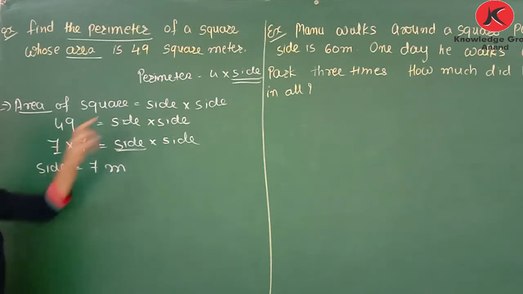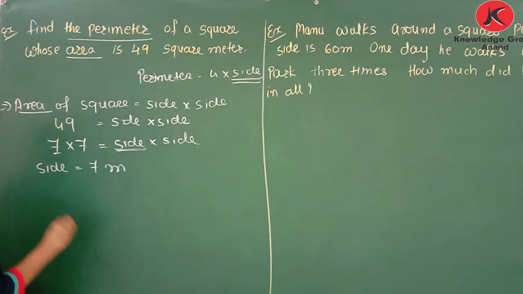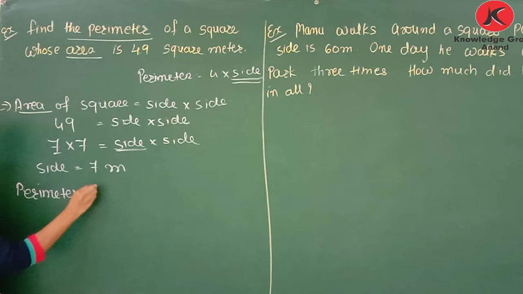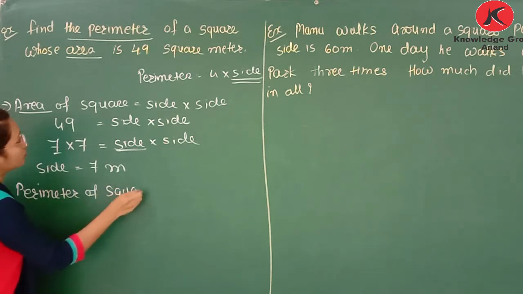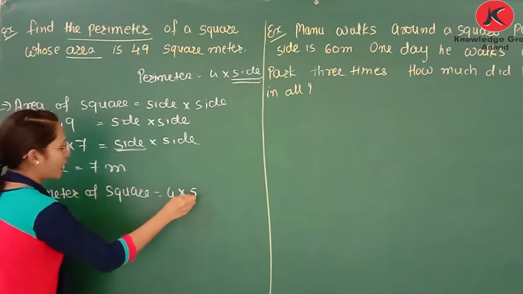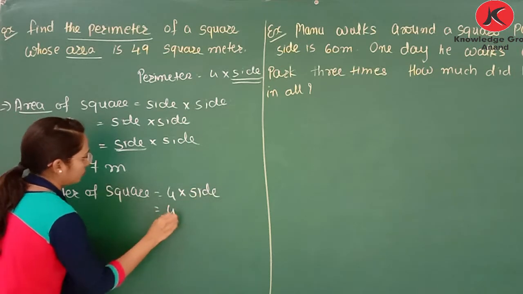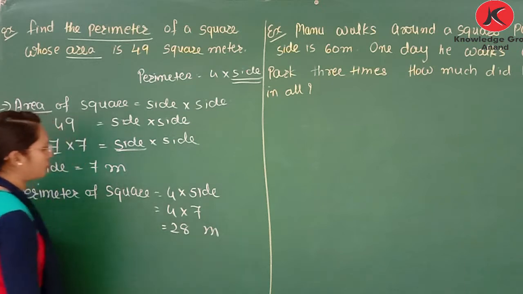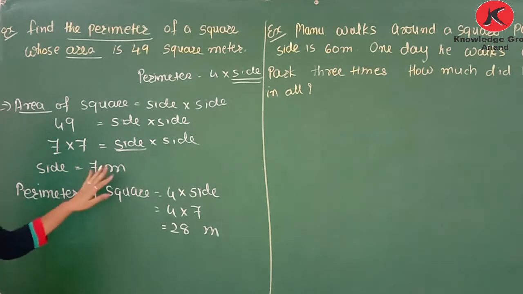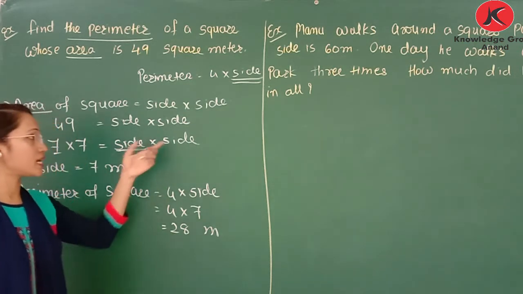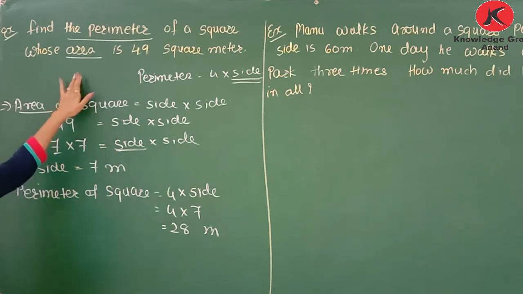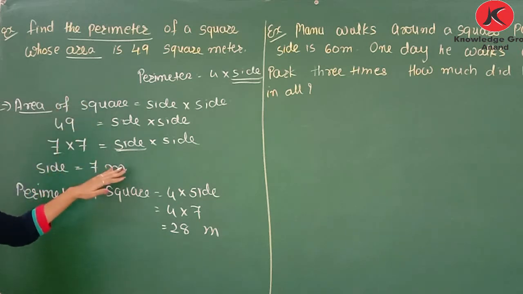Now we have a side, so we can find the perimeter. Perimeter of square, that is 4 multiply side, 28 meter. This way you can find the value of perimeter if side is not given, from the equation of area of square. Use the area equation, get the side from it, and then use that side for the perimeter.